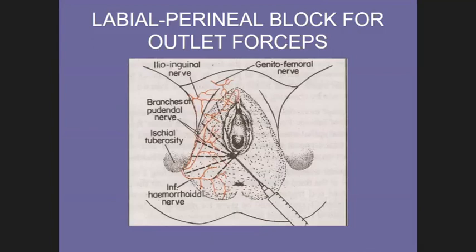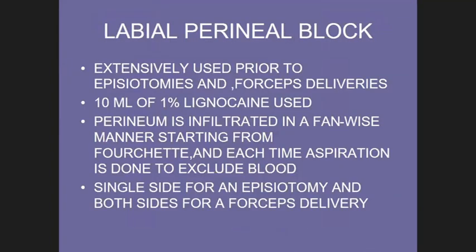Right? So how we give a pudendal block is next. Perineal block is extensively used for episiotomies, forceps and deliveries. 10 ml of 1% lignocaine is used. The perineum is infiltrated in a fan-wise manner, and each time aspiration is done to exclude blood in the needle. Single side for an episiotomy and both sides for a forceps delivery.